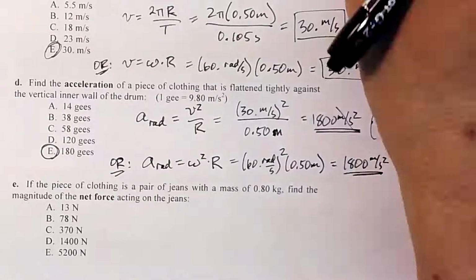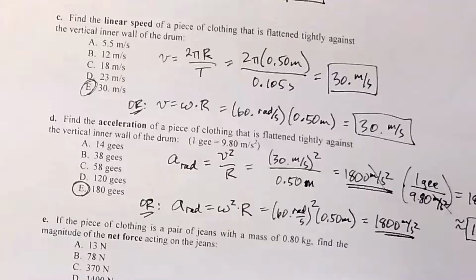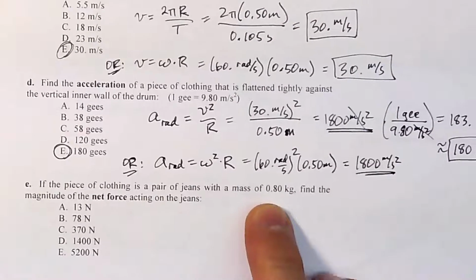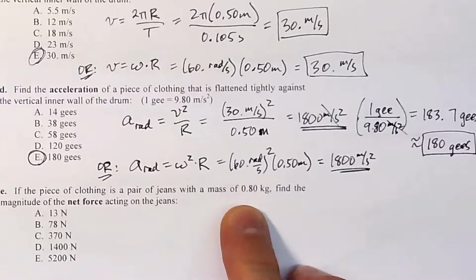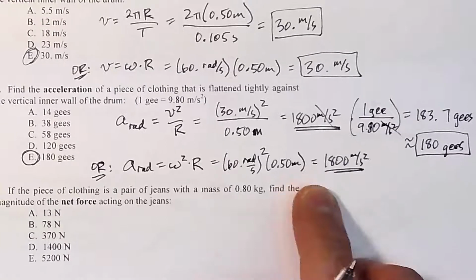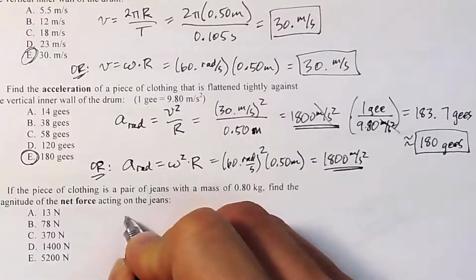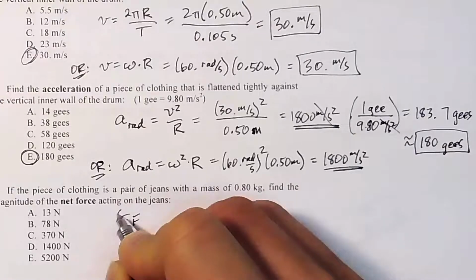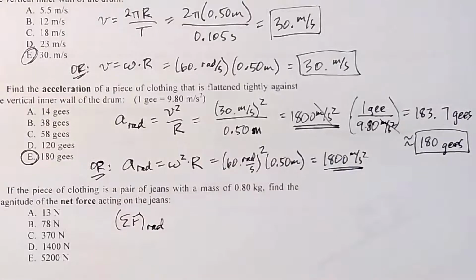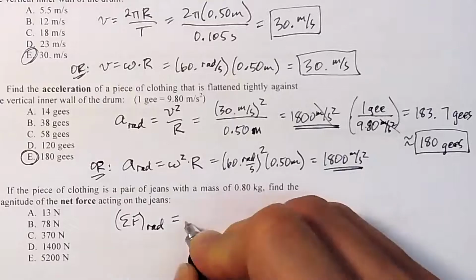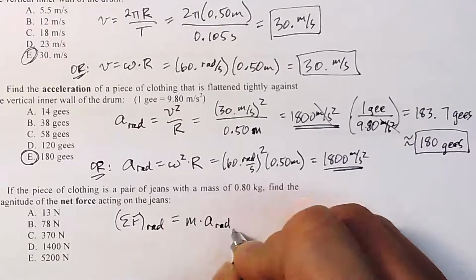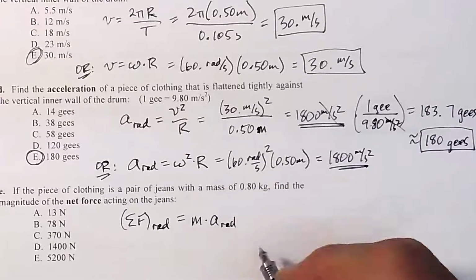Now, if the piece of clothing is, let's say, a pair of jeans that has a mass of 0.8 kilograms, what's the net force acting on these jeans that's required to accelerate them with that acceleration? Well, the net radial force acting on the jeans has to be equal to the mass of the jeans times the radial acceleration of the jeans.